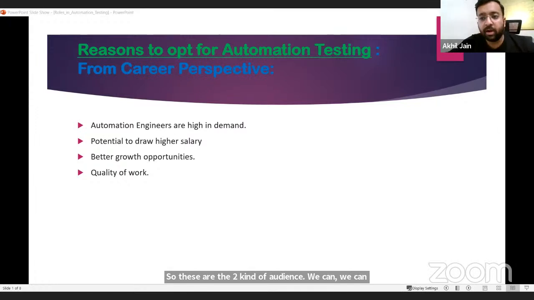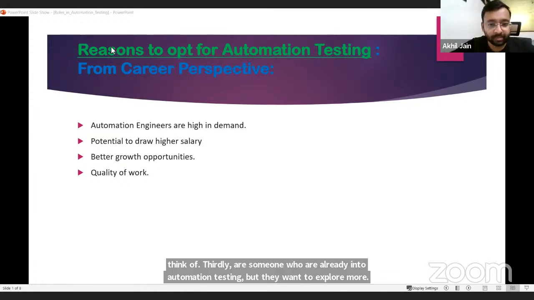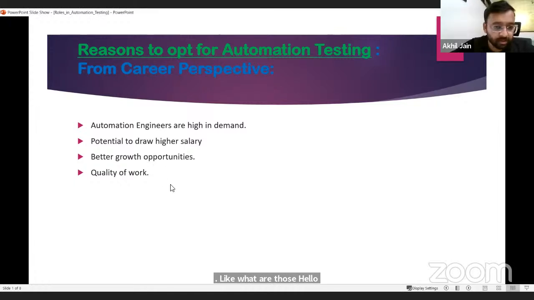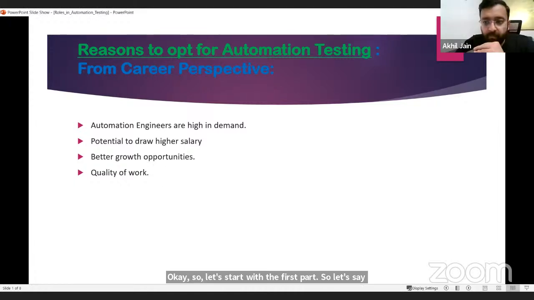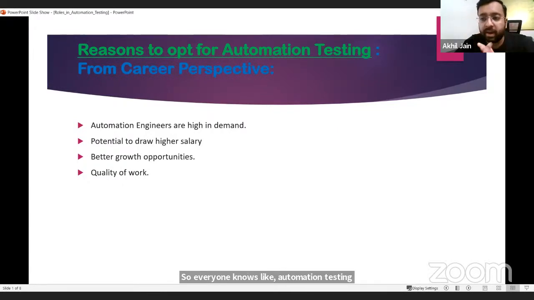Thirdly are those who are already into automation testing, but want to explore more. Okay, so let's start with the first part. Let's say from our perspective, why should we go for it, right? Everyone knows automation testing engineers are in high demand. What is the reason behind it?